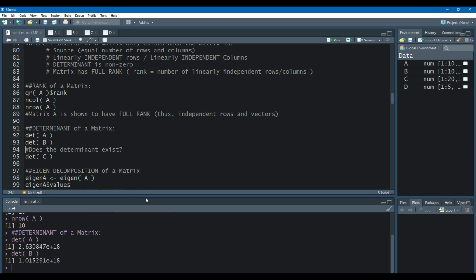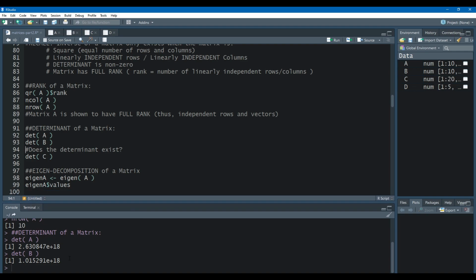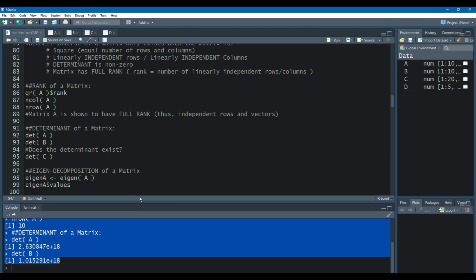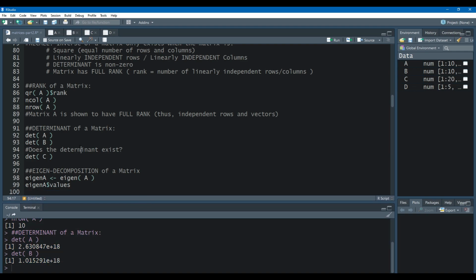The determinant of B, again, is a single scalar value. Once you get into higher order matrices, determinant becomes very difficult to calculate, so this is a great way of doing it. Does the determinant exist for C?